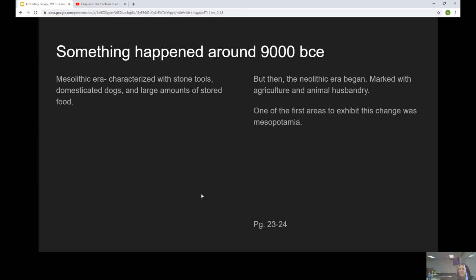The Mesolithic era is characterized with stone tools, the domestication of dogs, and large amounts of stored food. So we are now storing our food.